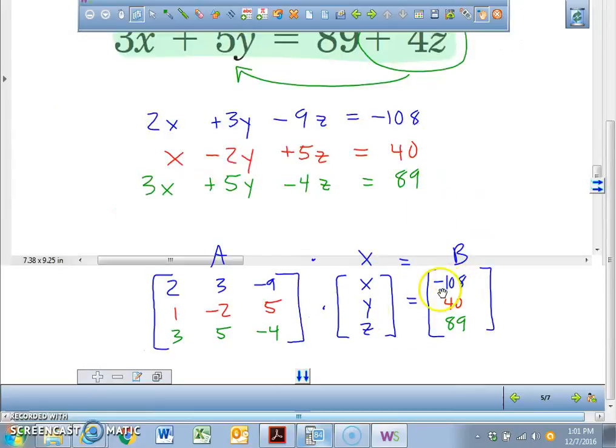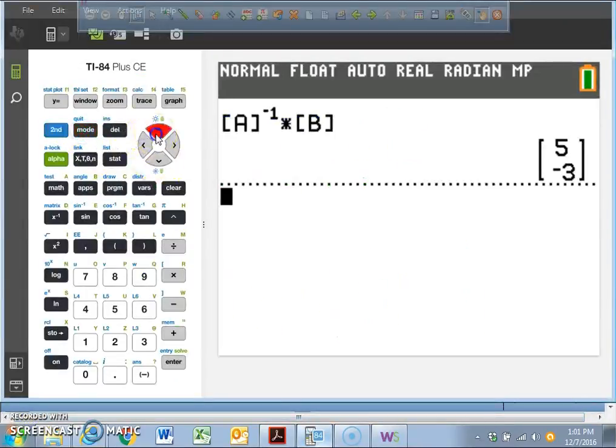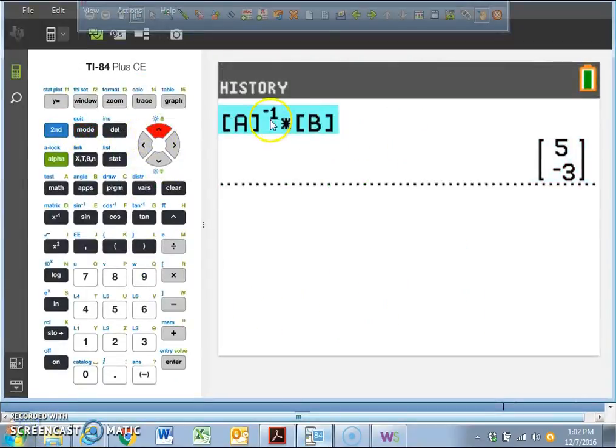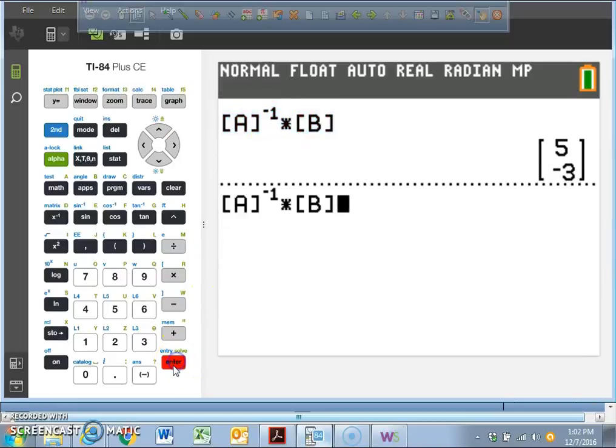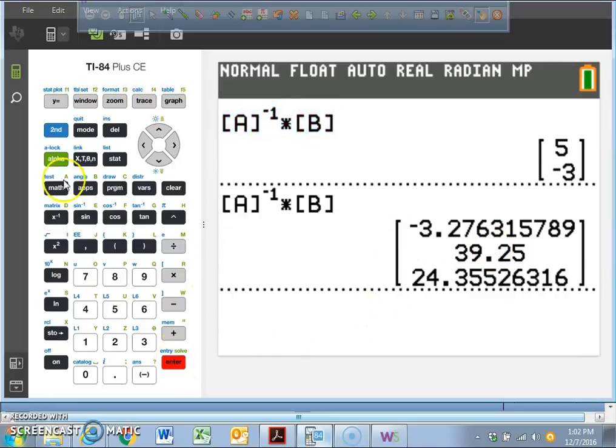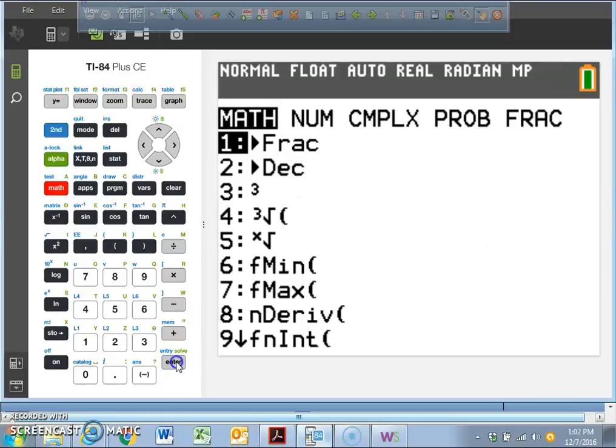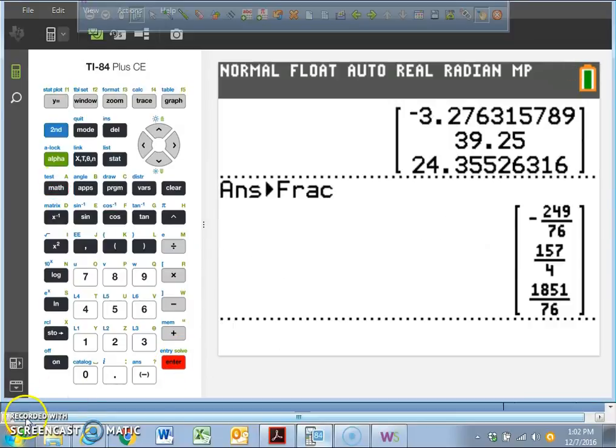The last thing you're going to do, everybody, is go back to your screen. Second mode. Go up. Now all you have to do is scroll up, grab it, press enter twice. Oh my gosh, that's a ridiculous answer. Hit the math button, press enter twice, and there it is, right there.